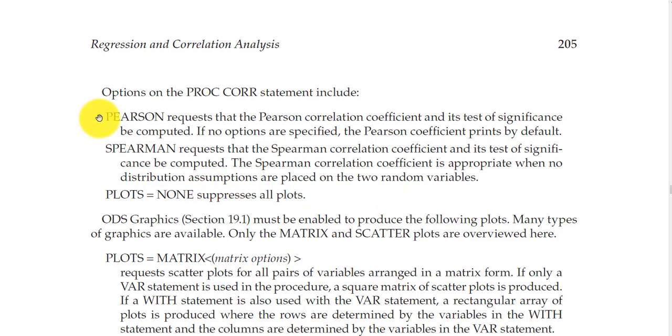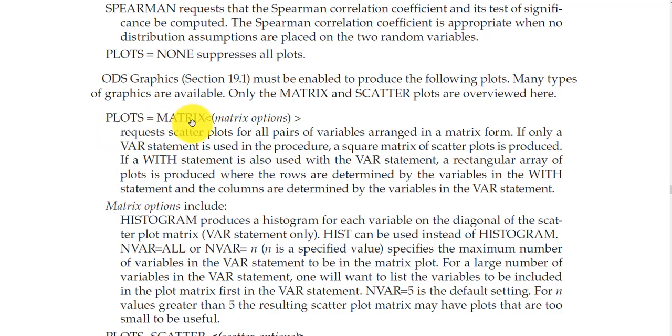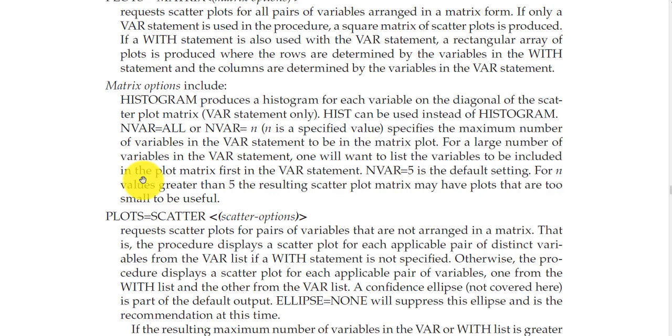On the PROC CORR statement, we can request Pearson correlation coefficients. That's what it generates by default. Or Spearman is another type, whenever we have lack of normality. If you want both of them, you have to request both. You can turn off all of the plots. Otherwise, your plot options are PLOTS=MATRIX, and this sets up a scatter plot matrix. It's better when we look at that in the objective to see what that looks like. Or you can just look at PLOTS=SCATTER. They're not arranged in a matrix; they're larger plots.